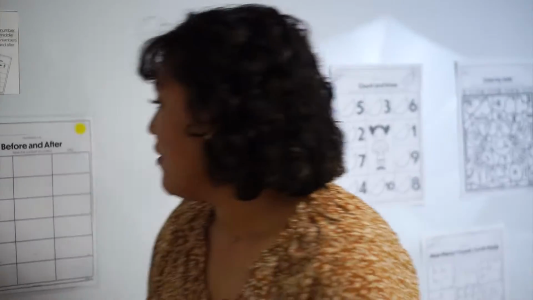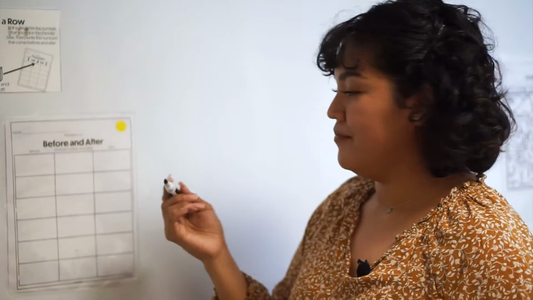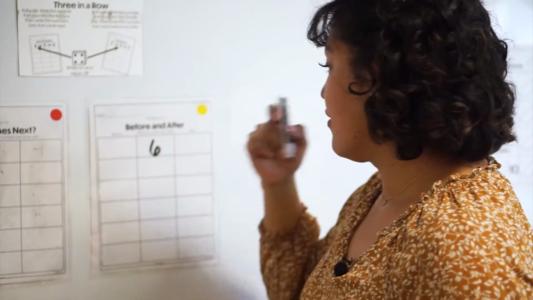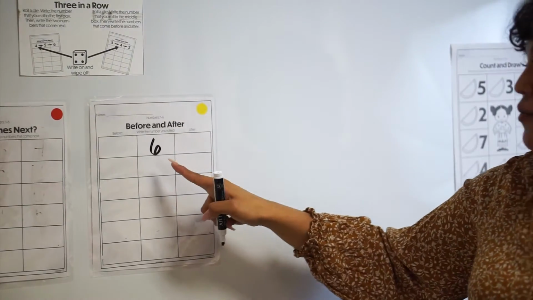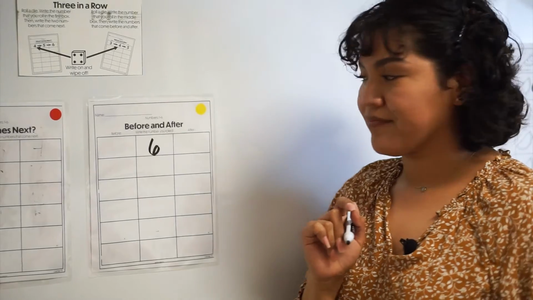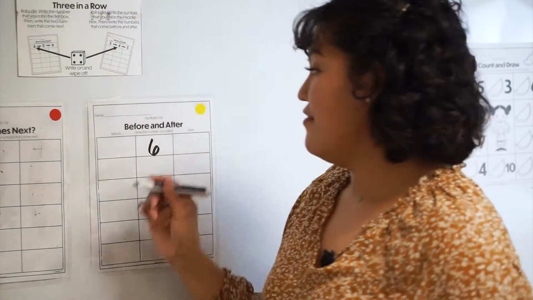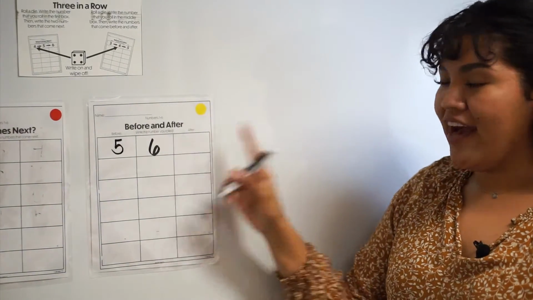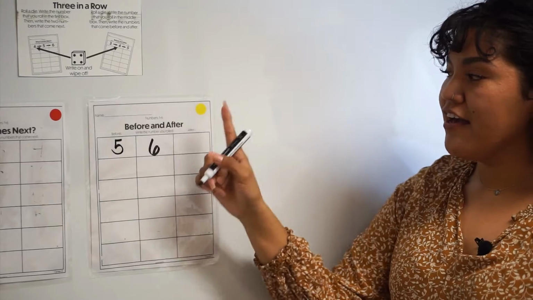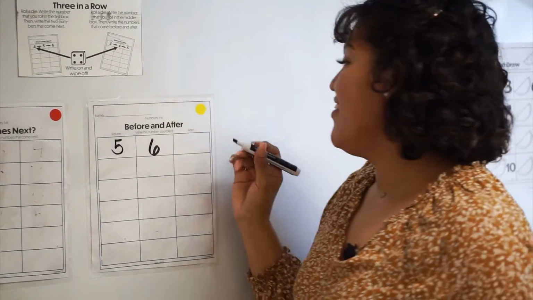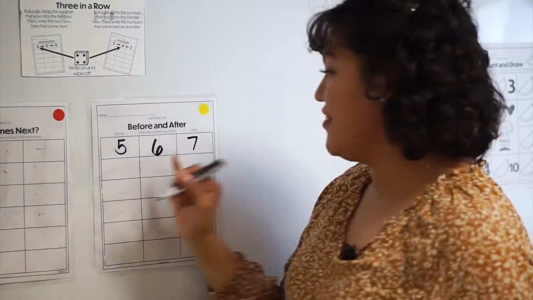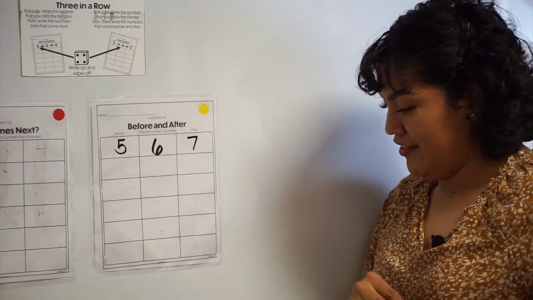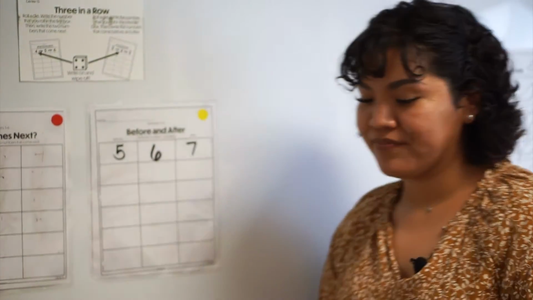6. We have 1, 2, 3, 4, 5, 6. We rolled a 6, and we're going to put that number in the middle. Okay, so what comes before 6? 5. 5 comes before 6. What comes after 6? 5, 6, 7, right? 7 comes after 6. Okay, let's roll another one.